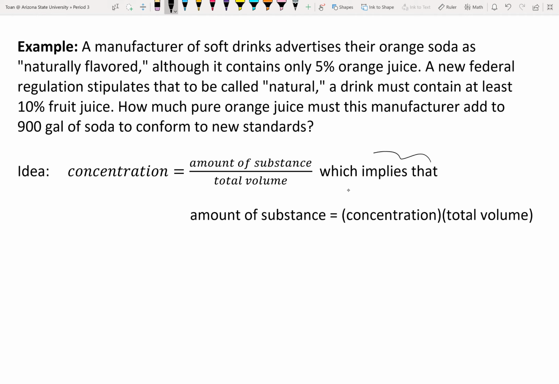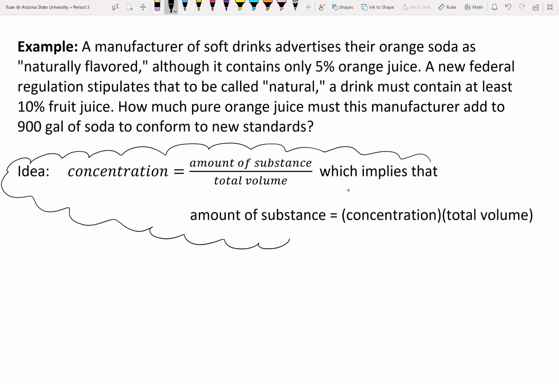If you forgot what concentration is or never did any chemistry, this is like the Spark Notes or the concentration for dummies explanation. Concentration is just a fraction. It's a percentage. It's a comparison of how much substance you have to the total. So that's why this formula exists.